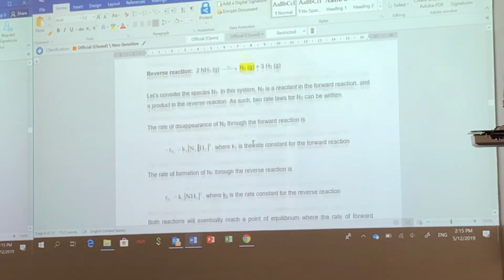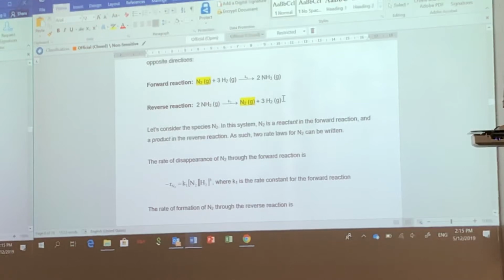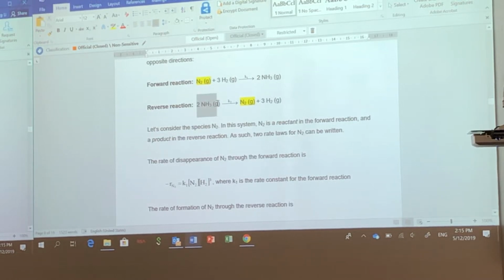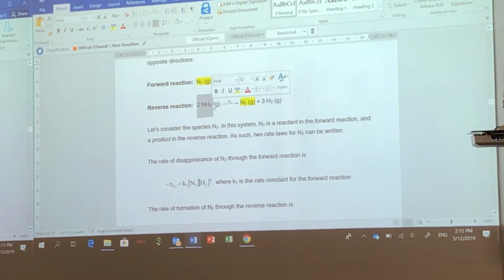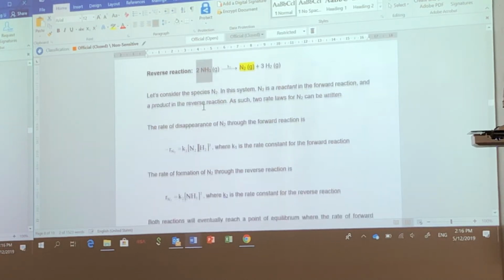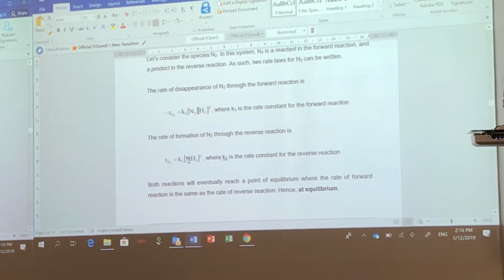And then for the reverse, please take note. The reverse reaction, this is the reactant. Please, when we write the rate equation, minus RA equals to KC something, we are always writing for reactants. So for the reverse, now the reactant is this, ammonia molecule, right? So you have to write the ammonia here.